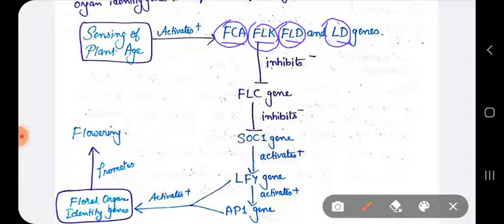These four types of genes are inhibiting the function of the FLC gene, much the same as in your vernalization pathway. So these four genes which are activated due to sensing of the plant's age, as the plant has achieved its reproductive maturity, are going to inhibit the function of the FLC gene.